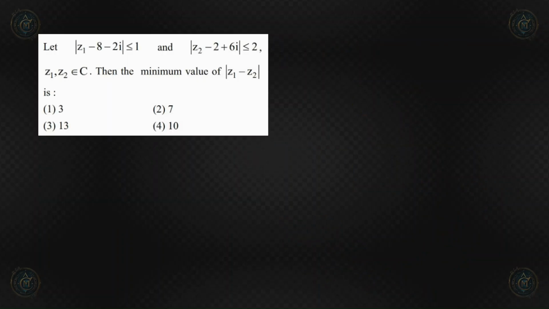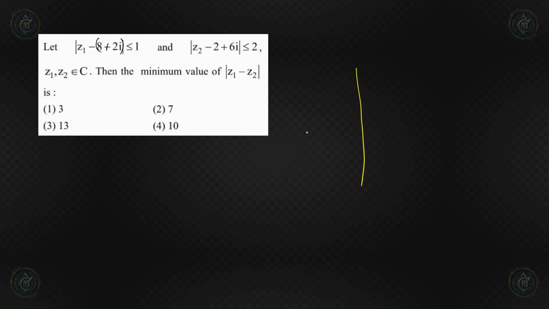So this is the next problem. Let the modulus of z1 minus 8 minus 2 iota be less than or equal to 1, and mod of z2 minus 2 plus 6 iota be less than or equal to 2, where z1 and z2 belong to the set of complex numbers. Then the minimum value of mod of z1 minus z2 is 1. Okay, so this is a disk. Okay, closed disk. So the center of this disk is 8 comma 2, right?